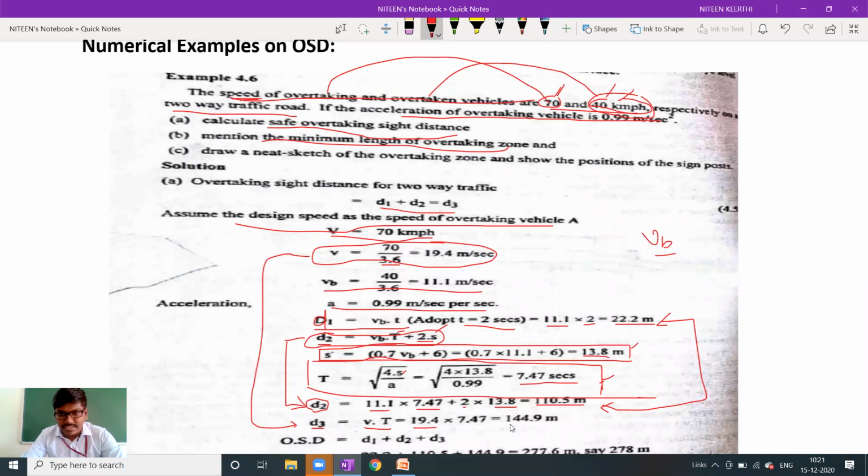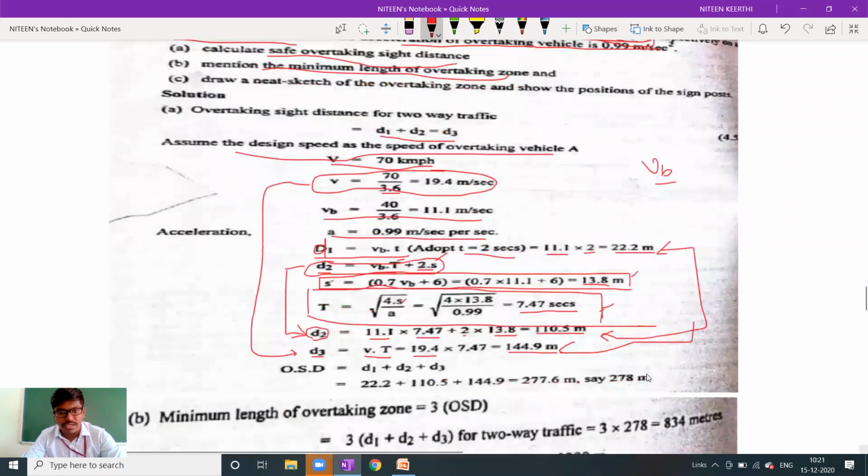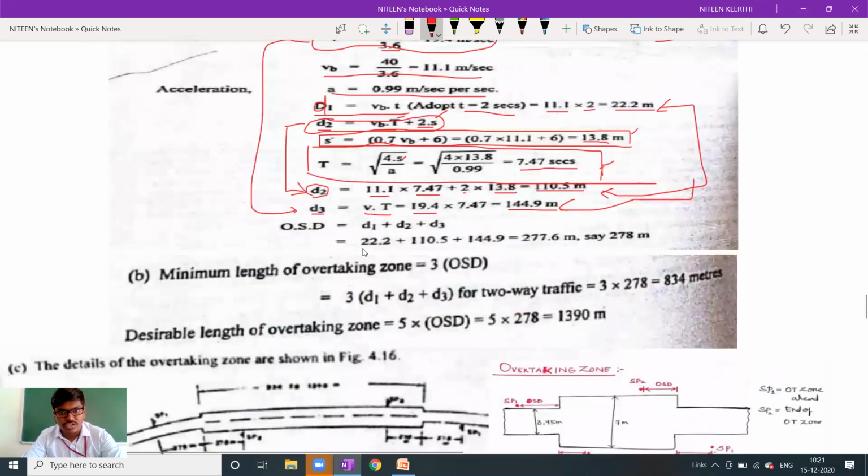So I will get D3 as 144.9. So D1 plus D2 plus D3 will give me the overtaking sight distance. D1 is 22.2 meters here, D2 is 110.5 meters, and D3 is 144.9 meters. The total will be 277.6, approximately 278 meters. So I hope I'm clear, because I'm stressing more since numerical examples are very important.